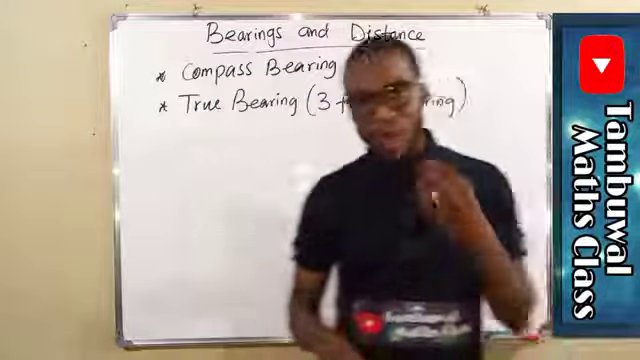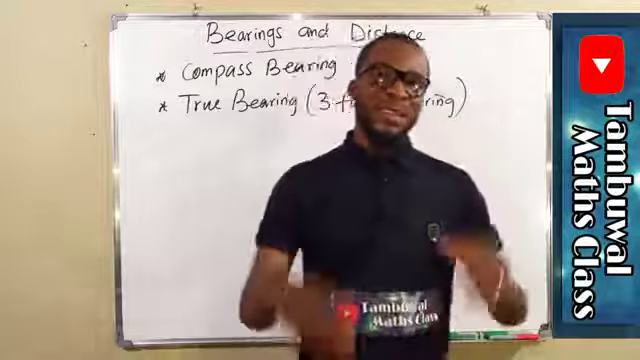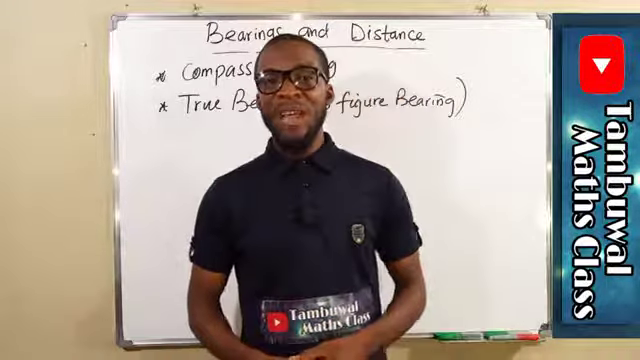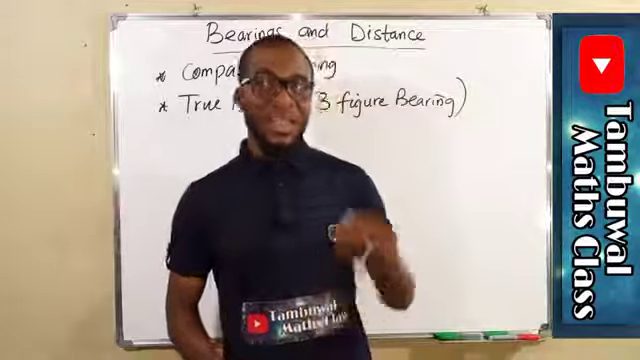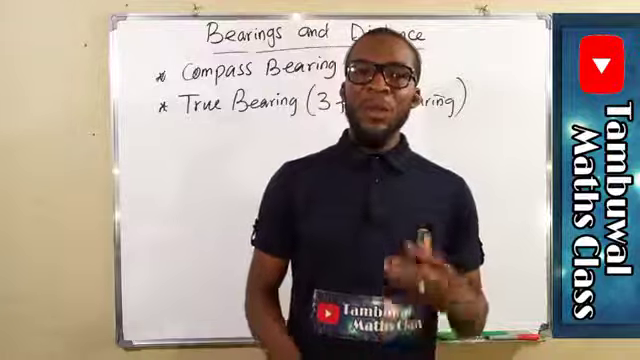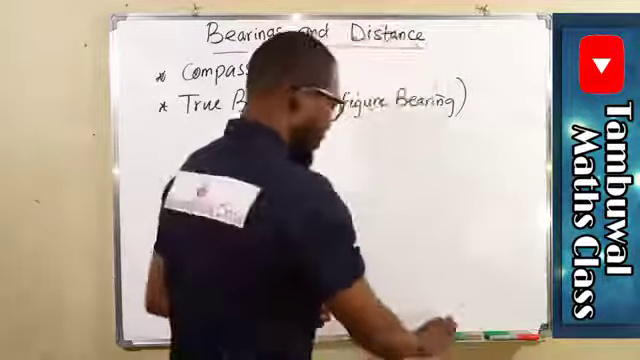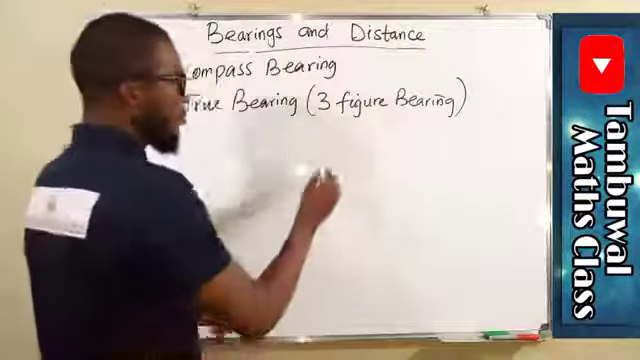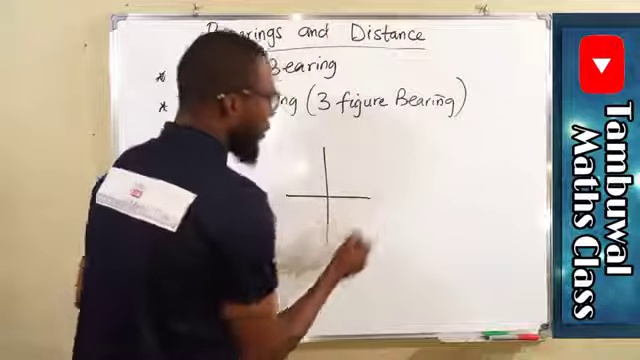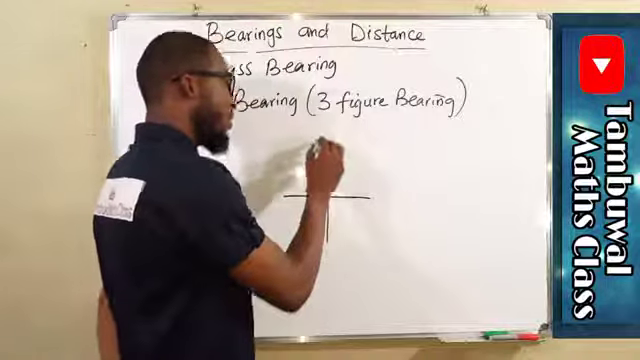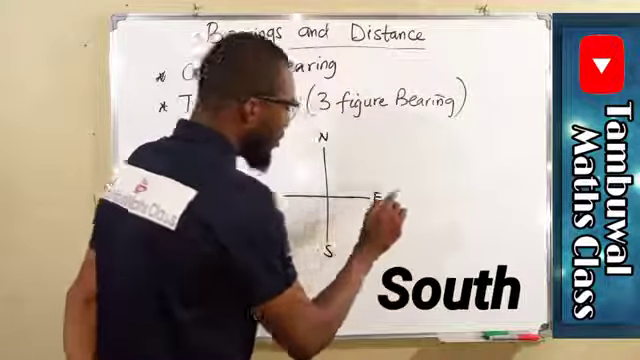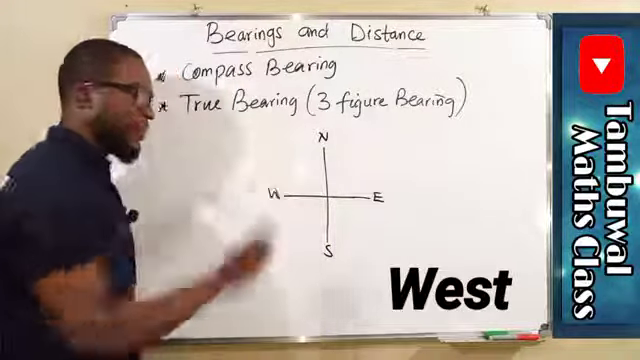Before the inception of maps and GPS, compass is used for navigation and orientation, and this compass is invented in China. So in mathematics, compass bearing is represented with four major cardinal points. And these four major cardinal points are north, south, east, and west.